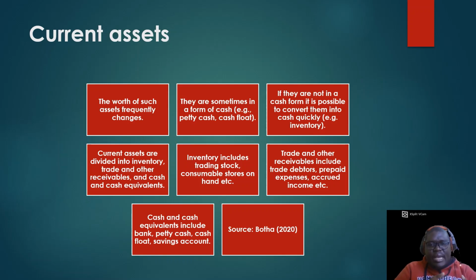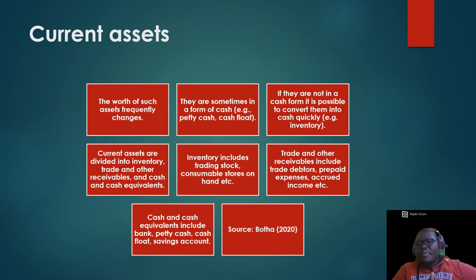And as I stated before, in terms of the inventory section, we are talking about trading stock, consumables on hand, consumable stores, and so forth. Okay. And then trade and other receivables, as I stated before. I remember when we started this part of current assets, I said that trade and other receivables relates to the money that we collect that is related to selling, especially in terms of selling on credit. Remember, if you are a business that sells on cash only, you will not have debtors.